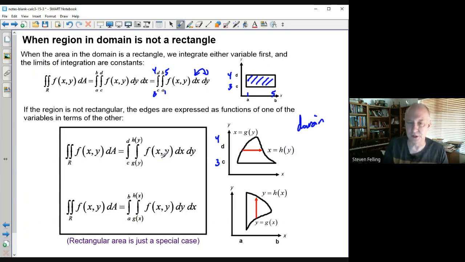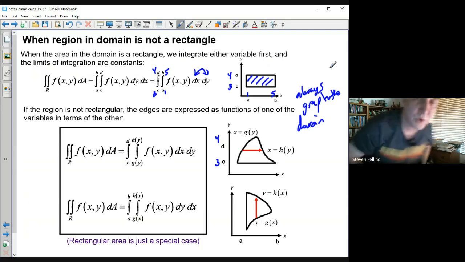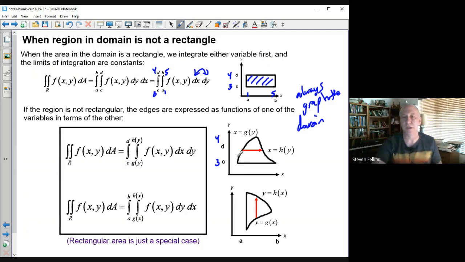And so in that case, if you're deciding to integrate in the x direction first, one thing that we'll always ask you to do is always graph the domain. We want to always graph the domain because we want to indicate which direction we are integrating over first. So this would be, for example, the x direction first.